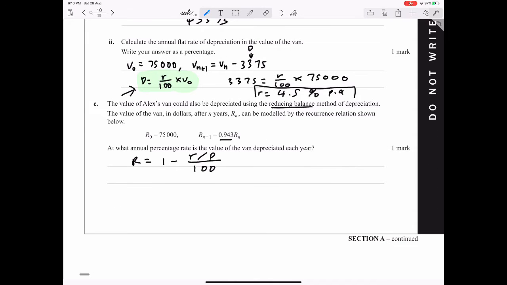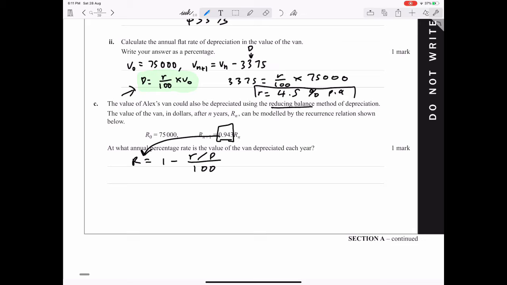5C, the value of Alex's van could also be depreciated using the reducing balance method of depreciation. The value of the van in dollars after n years, Vn, can be modelled by the recurrence relation shown below. At what annual percentage rate is the value of the van depreciated each year? So you know that 0.943 is the value of this R over here, and we know the value of R is 1 minus little r on P over 100.